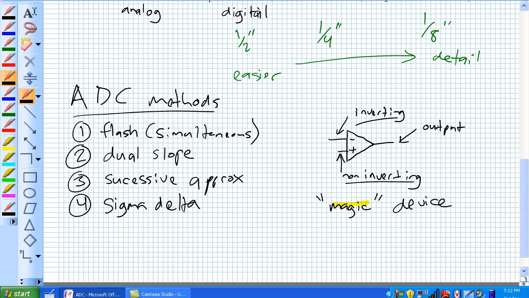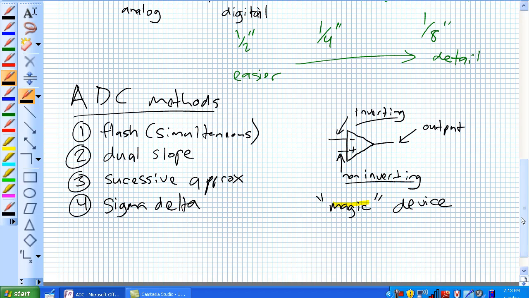And no current goes into the op-amp. So I just summed up EET 221 and 222 into 2 sentences. Again, first sentence, the op-amp is a magic device that holds the inverting and non-inverting inputs at the same potential, and no current goes into it. Okay, so why is this so special?